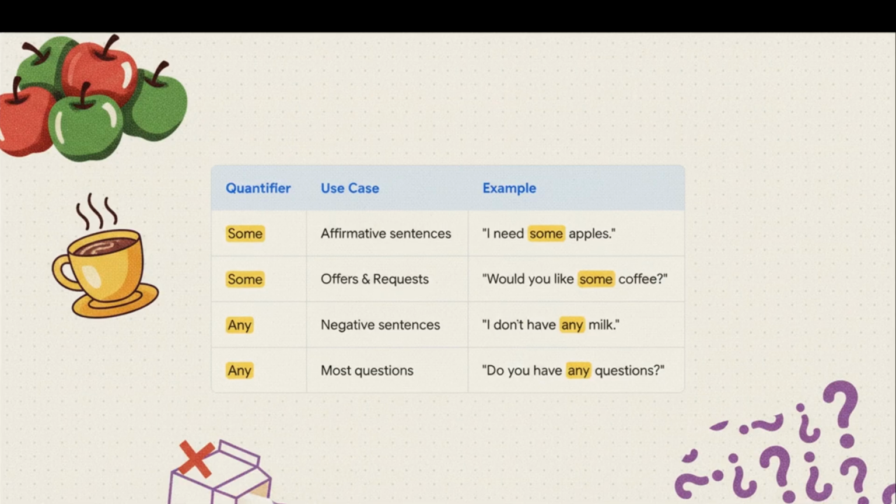But there's always a but, isn't there? There's a really important exception for some. If you're asking a question that's actually an offer or a request, you use some. Think about it. Would you like some coffee? It sounds way more polite and natural than would you like any coffee? That's because you're expecting them to say yes.